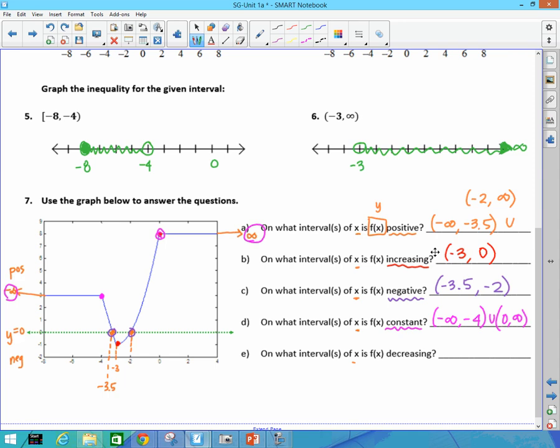Okay? And this last one, you want to know where f of x is decreasing. Again, y'all are really good at that. So this is where it starts decreasing from here all the way down to there. And again, what is the x value of that point? The x value of that point is -4. And the x value of this point is -3. So that is the interval that it's decreasing.